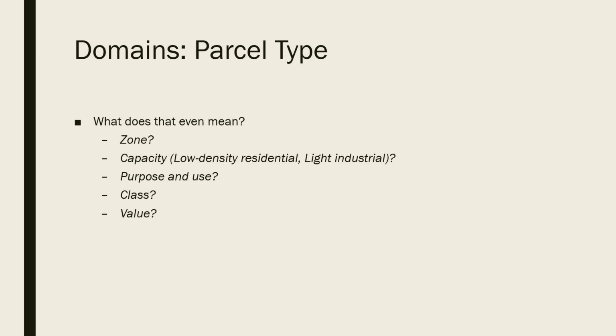So here's an example, parcel type. Well, what does that mean? Does that mean what zone it's in? Does it mean what the capacity of that parcel is? Is the type of parcel supposed to represent its purpose or use, its class or its value? Man, it's really difficult to make that kind of decision. Now, it may be obvious to you, depending on the kind of asset that you're representing with GIS, but people can really get hung up on the word type and use it in an incorrect way.